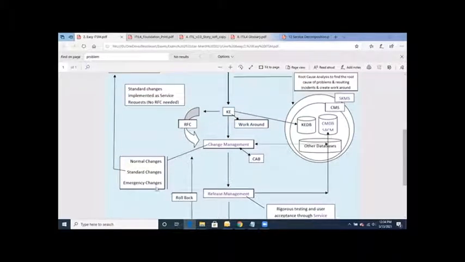We also discussed there are three types of changes. One is a normal change, which goes through the whole life cycle like this. There is some emergency change. We don't have a CAB meeting. A CAB meeting is generally scheduled once in 15 days. People wait for it and they look at the list of all the changes. This is normally called the forward schedule of changes.